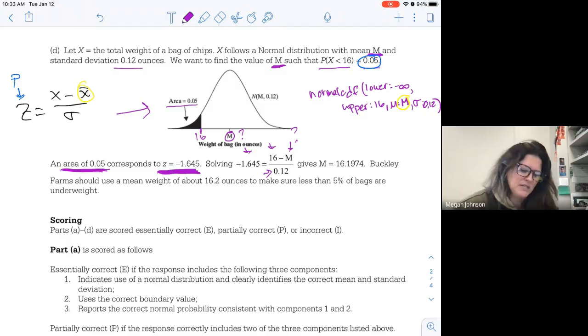So then they do their little conclusion statement. Buckley Farms should use a mean weight of about 16.2 ounces to make sure less than 5% of the bags are underweight.